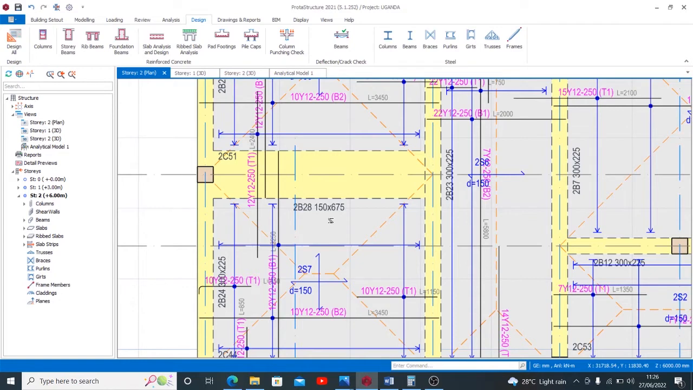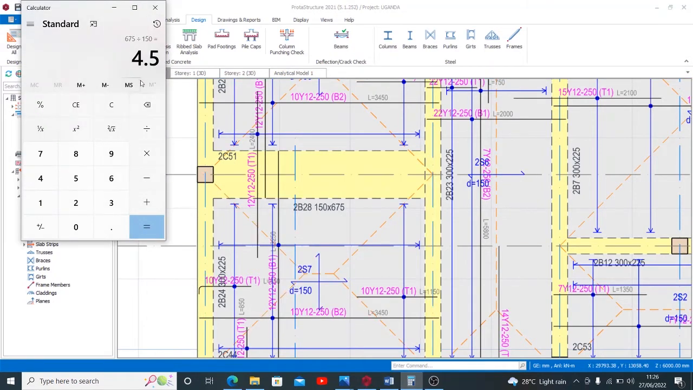How did I achieve that? I got the area of the 450 by 225 beam just like this. So 450 by 225, and the area gives this, right? But I know that I want to maintain the thickness of my slab, so what I did was to divide this area by the thickness of the slab so that I can know the width now, and this width gave me 675. So that's how we arrived at the 150 by 675 beam.